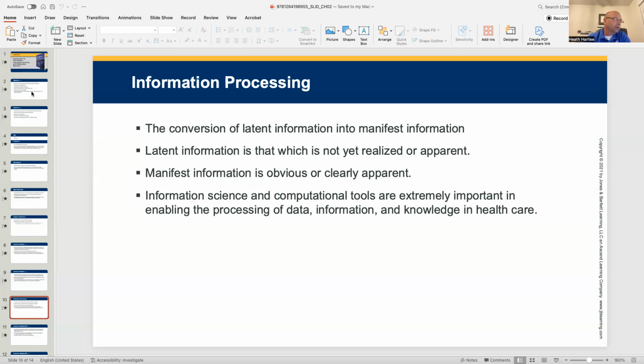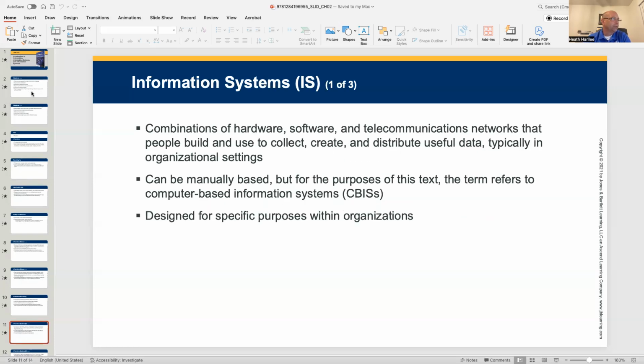Latent information is that which is not yet realized or apparent. So we're looking at data, we're running it, and we're looking at trends, but we haven't found them yet, or we haven't seen them yet. So that's what that's referring to.